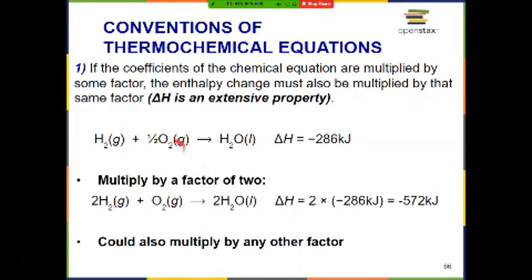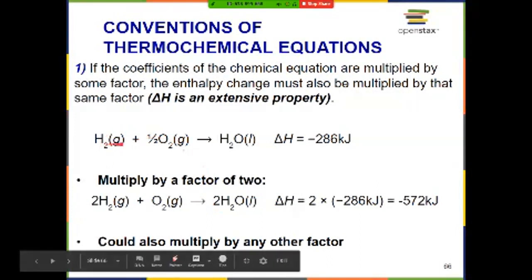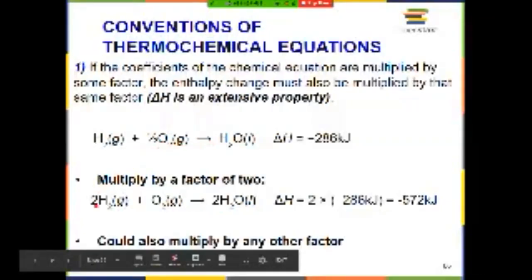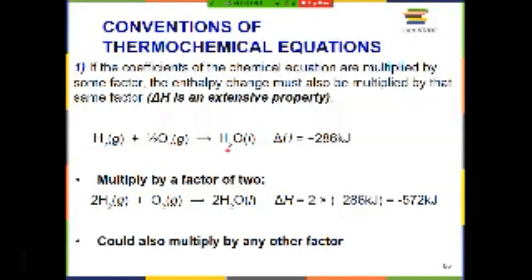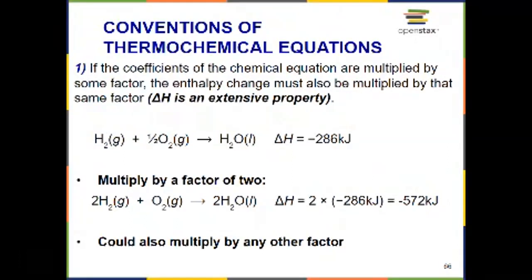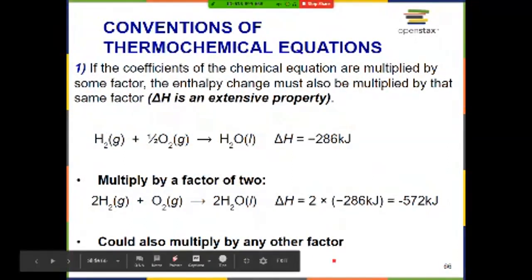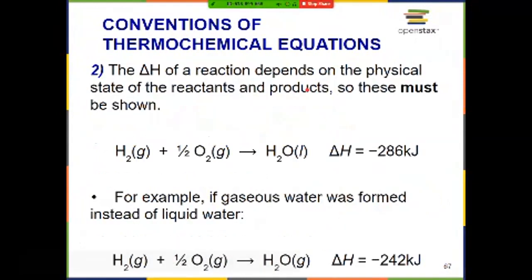So if I double my amounts, instead of a 1 to 0.5 to 1 ratio, now 2 to 1 to 2, if I double all those coefficients, my enthalpy value then doubles from negative 286 to negative 572. Okay. Here I'm multiplying by a factor of 2. I could have chosen to multiply by anything else: 3, 4, 5, 1/2. Anything like that. You just have to treat the entire reaction and the enthalpy value the same.